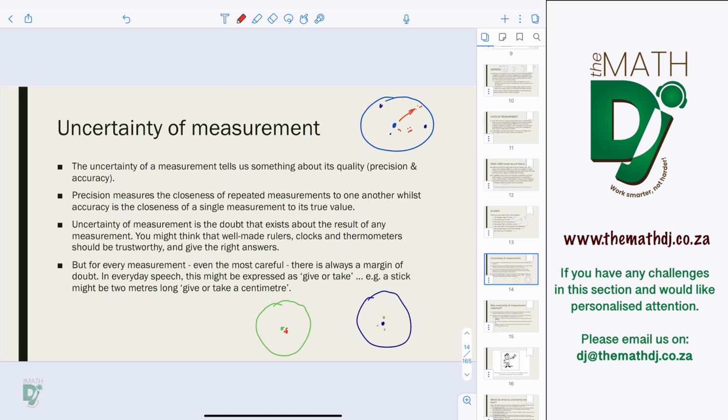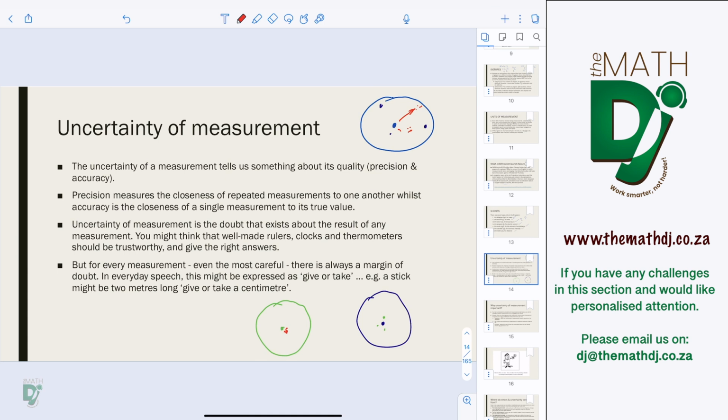Uncertainty of measurement is the doubt that exists about the result of any measurement. You might think that well-made rulers, clocks, thermometers should be trustworthy and give the right results. But for every measurement, even the most careful, there is always a margin of doubt. In everyday speech, this might be expressed as give or take. A stick might be 2 meters long, give or take, which means there is a margin of error.